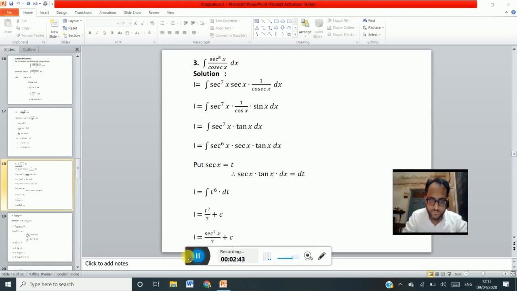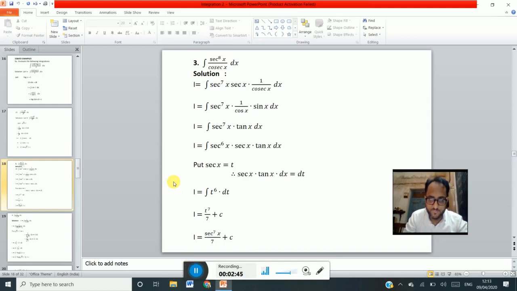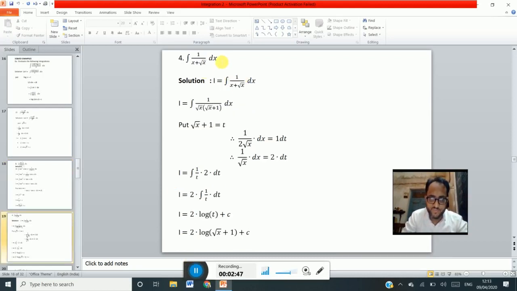Okay, so see the next example again. Integration of 1 upon x plus root x. So I is the given integral, 1 upon x plus root x, and in the denominator if we take root x common, what do we get? 1 upon root x into root x plus 1. Then put root x plus 1 equals t. What do we get? 1 upon 2 root x dx equals dt, meaning 1 upon root x dx is twice dt, right?